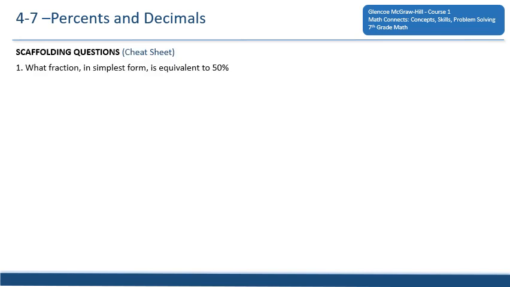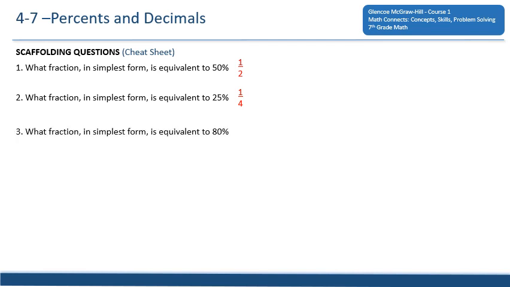Scaffolding questions. What fraction in simplest form is equivalent to 50%? So we could start with 50 over 100 and then simplify that to 1/2. What fraction in simplest form is equivalent to 25%? So if 50% is 1/2, 25% is 1/4. It's half of the 50%. And 25 will go into 100 4 times.